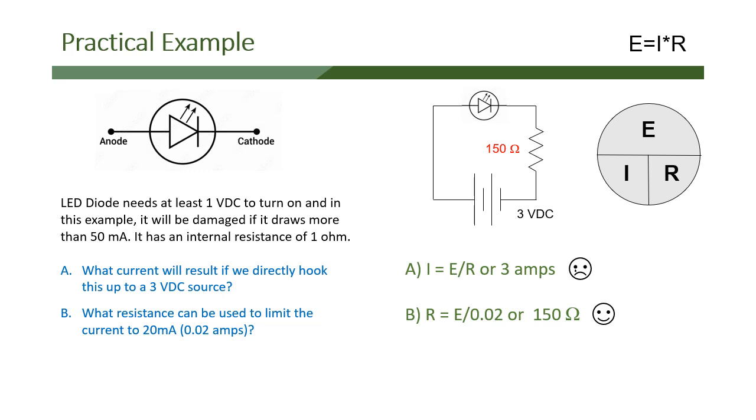So if we place a 150 ohm resistor in the circuit in series with the diode, it will limit the current of that circuit to 20 milliamps, keeping it less than 50 milliamps and making a very happy LED to light up. And that's a practical problem in circuit design that we sometimes run into.